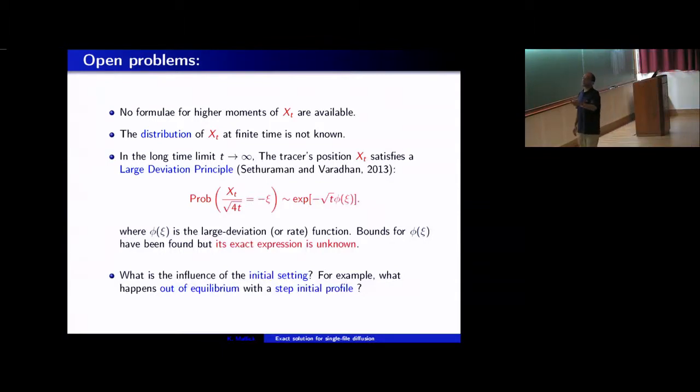Another thing we could ask also is that we started with particles on a lattice. Is there any influence of the initial configuration in the long time behavior or in the finite time behavior of the tagged particle position? Suppose we start with a step initial condition. We pack many particles on the left, fewer on the right, two different densities, rho plus, rho minus. We put the tracer at 0 position. How will it behave with time?